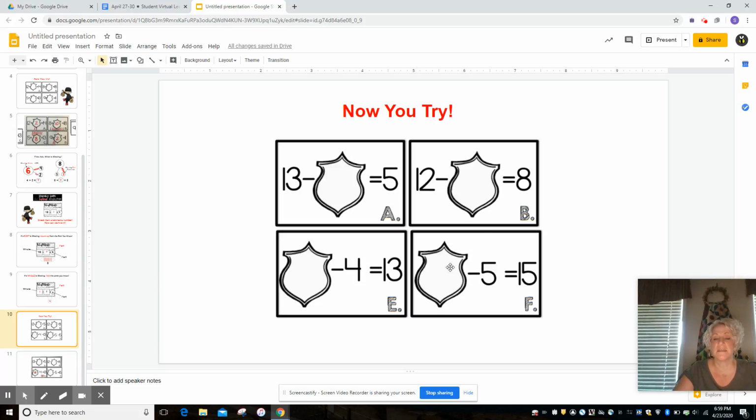Here this says something minus 5 equals 15. I don't know what I started with. I don't know my whole. I just know the part they took away and the part that's left. I'm going to add those two parts together to solve. So pause the video right now, try out these 4 problems, and when you're done, unpause, and then we'll see how you did, okay?